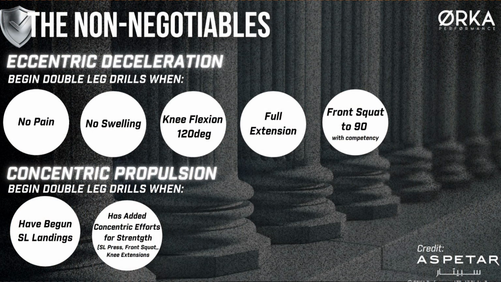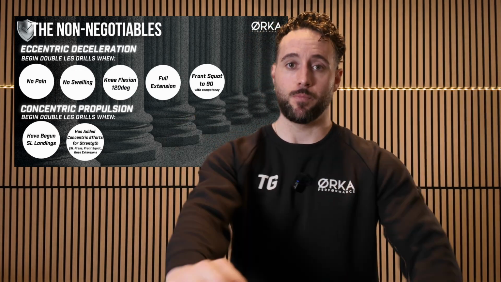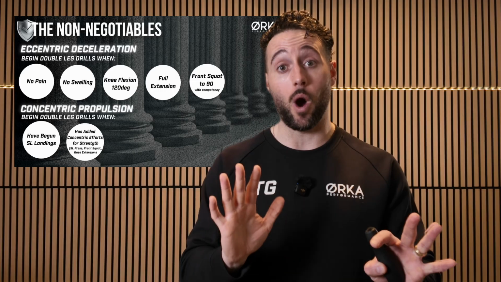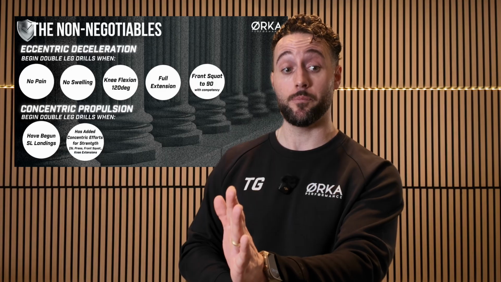And Aspetar has some really good entry criteria for when we would start this stuff. So you take a look at eccentric deceleration. We're going to start double leg drills when they have no pain, no swelling, 120 degrees of knee flexion, full extension, and they have a really good front squat to 90 degrees. Concentric propulsion. We'll start double leg drills when they've begun single leg landings, so they've started on some single leg tall shorts. And they've done some concentric efforts, whether it's single leg press, front squat, or knee extensions, but they've created a little bit of increased velocity there, and the joint in question is staying quiet and calm. Then we'll start to enter into those early levels of our plyometric continuum.